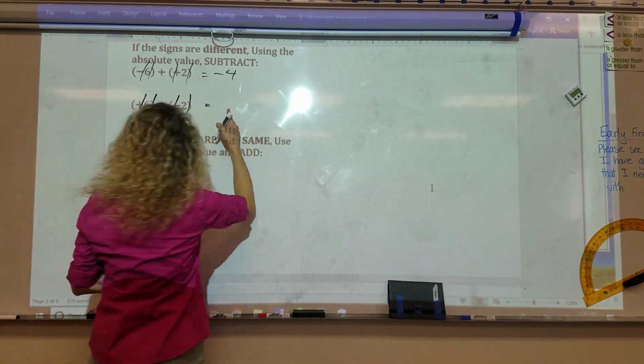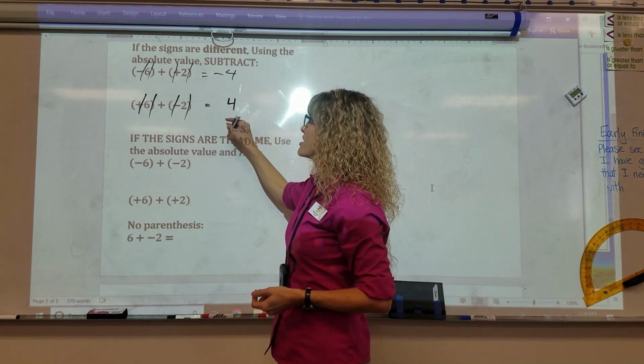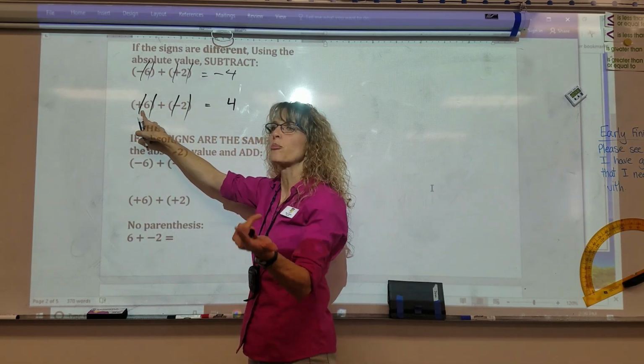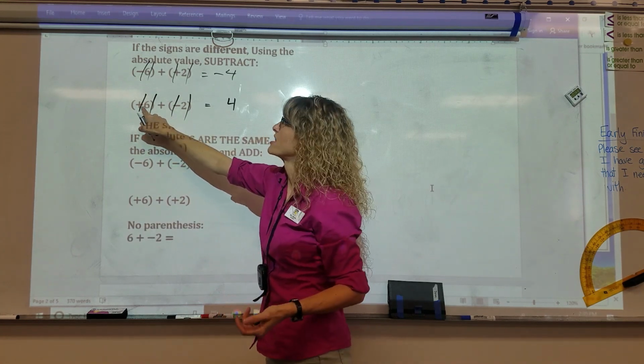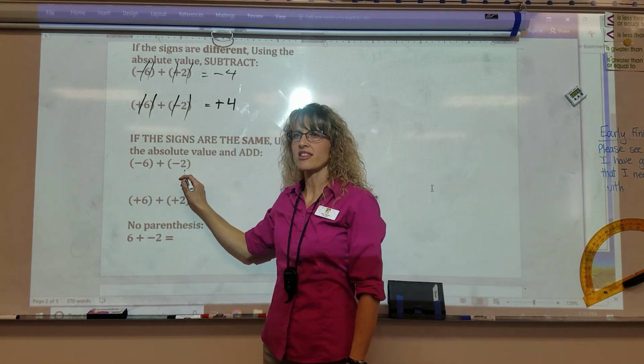Subtract, so 6 minus 2 gives me 4. The sign takes on the sign of which number? It's the bigger number. Yeah, it's got the bigger absolute value. It's farther from 0. It's more powerful, so it's positive 4. Good.